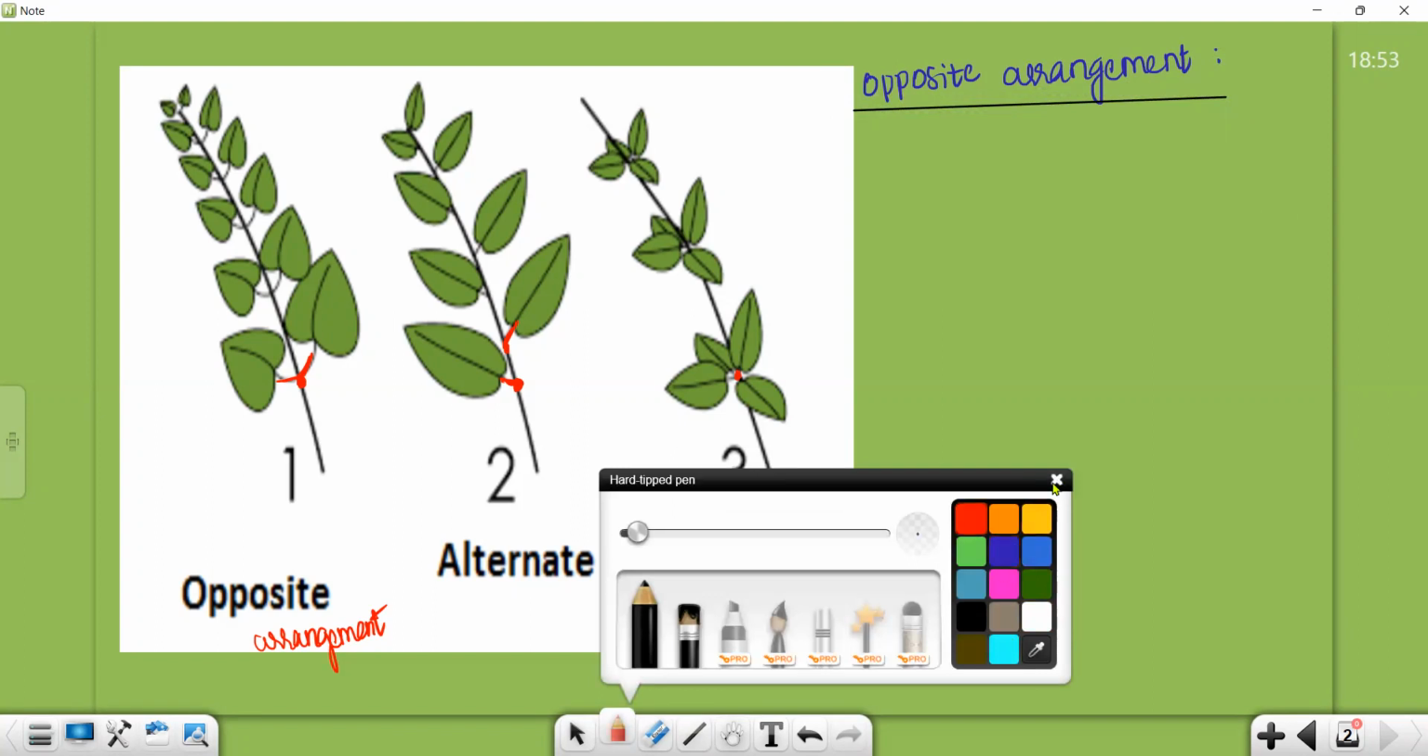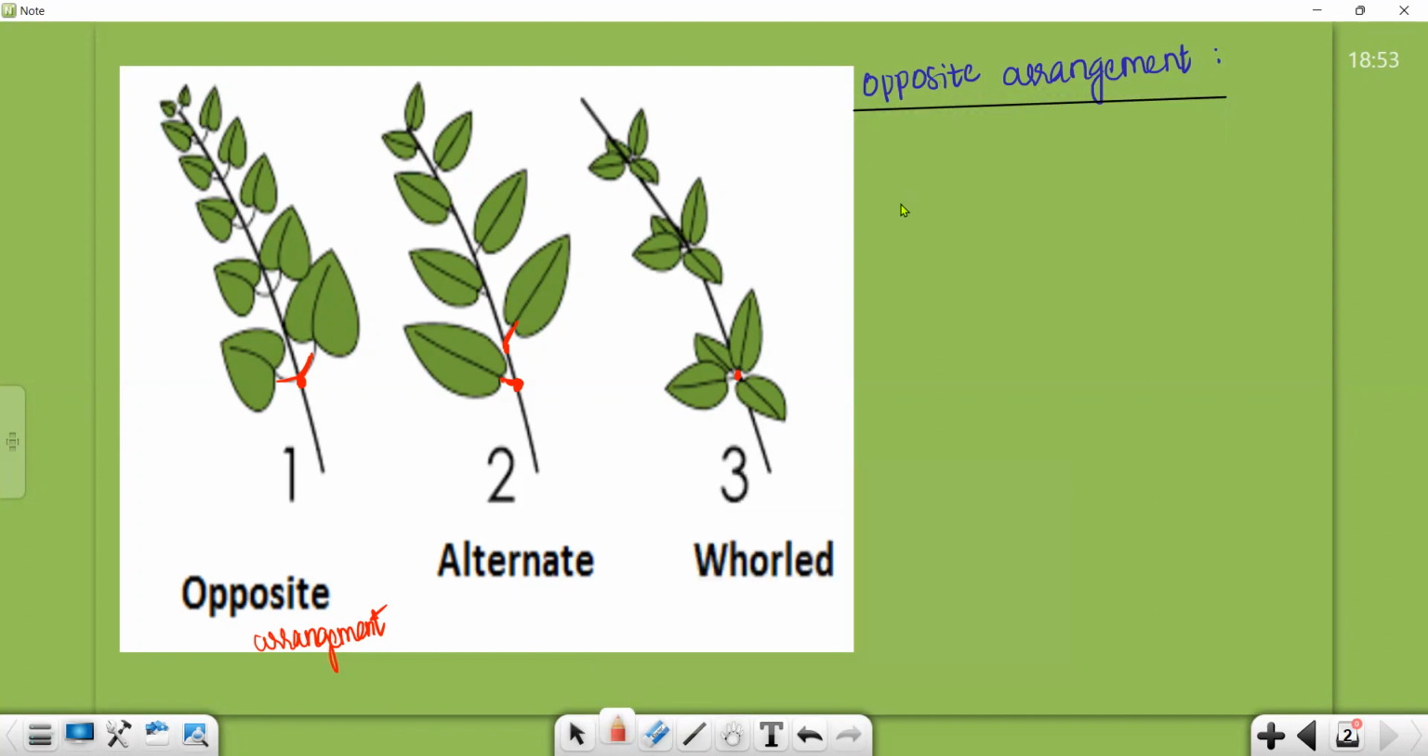So in the opposite arrangement, you can see two leaves grow opposite to each other from the same node. Okay, so in which kind of plants can you see opposite arrangement? See, students, you can observe all these plants after this class. If you find these plants in your surroundings, you can check how the leaves are arranged in them.